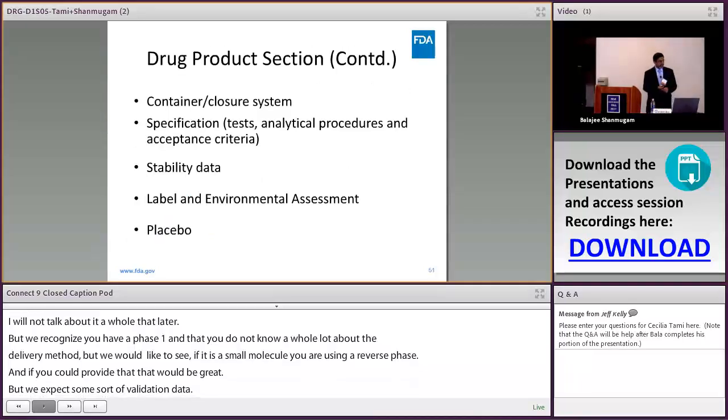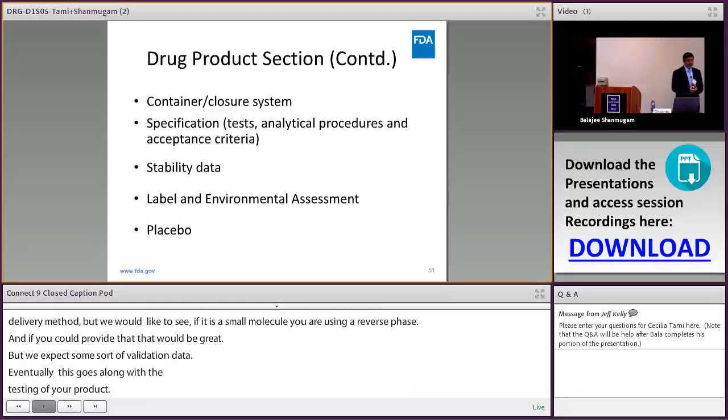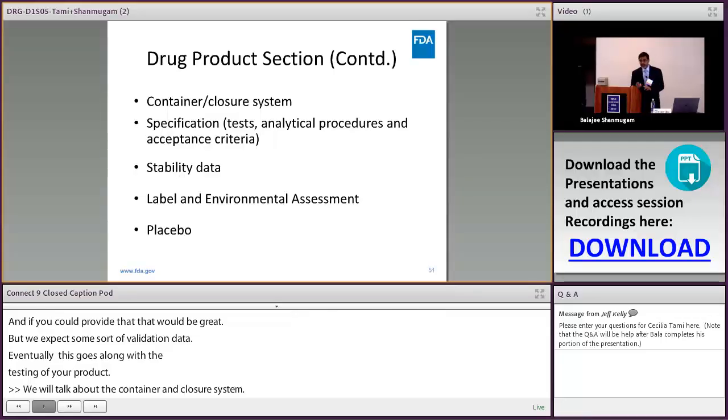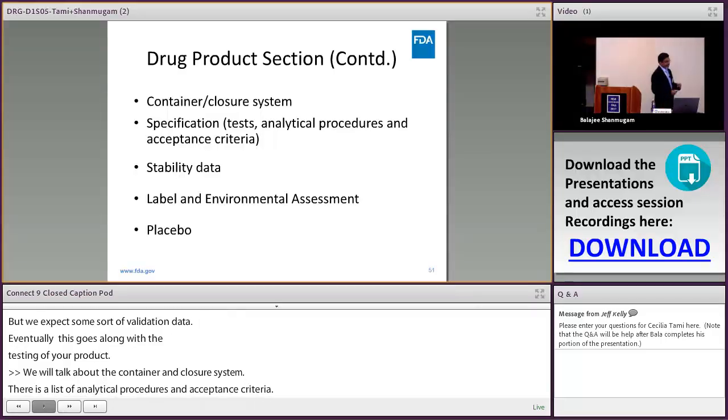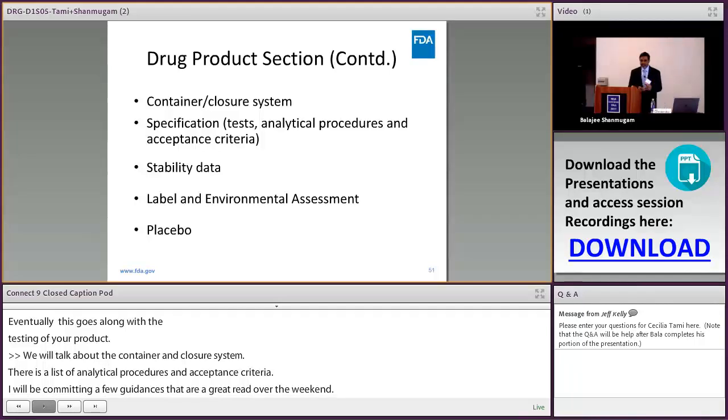The container closure system, we'll come back to that again to talk about the container closure system. ICH Q6A defines specification as a list of tests, analytical procedures and acceptance criteria. I'm sure most of you are very familiar with the ICH guidances, and I'll be recommending a few guidances that are a great read for the weekend. And Cecilia touched upon the stability data, and we'll come back to stability data, why we need it, how much we need, why it is important, and all the other related information with the stability data.